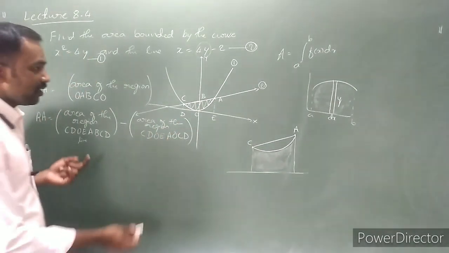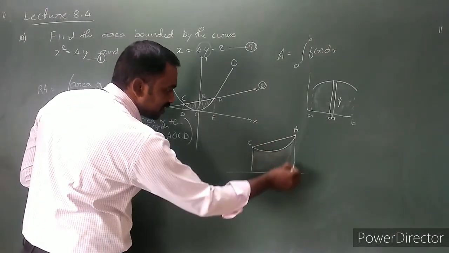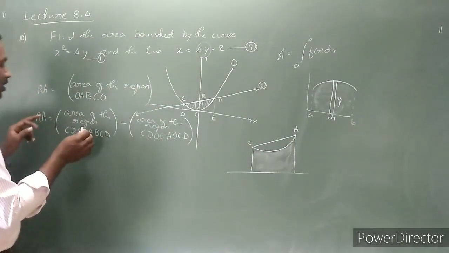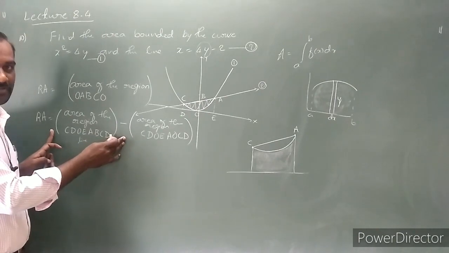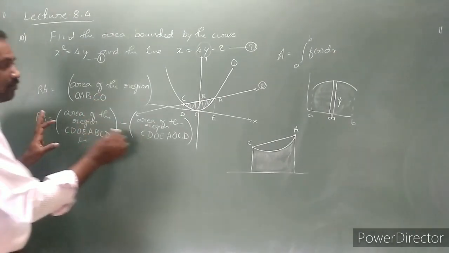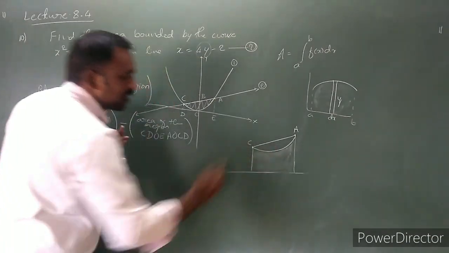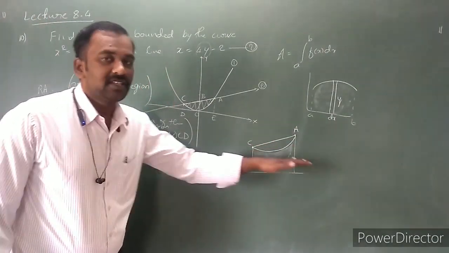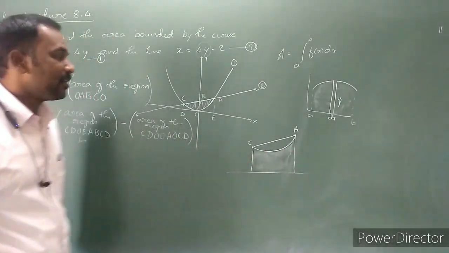I got my point. First of all, this is the largest area: area under the line minus area under the curve. This step is not needed in the examination. Just for your understanding purpose, I have written it. Directly we can write maximum area minus minimum area. This is the maximum area, minus this area, we get the required area. Area under the line minus area under the curve gives the area bounded by the line and the curve.